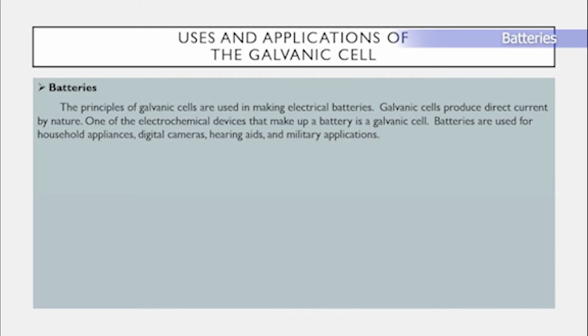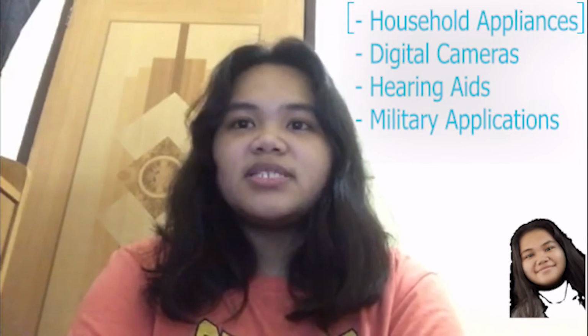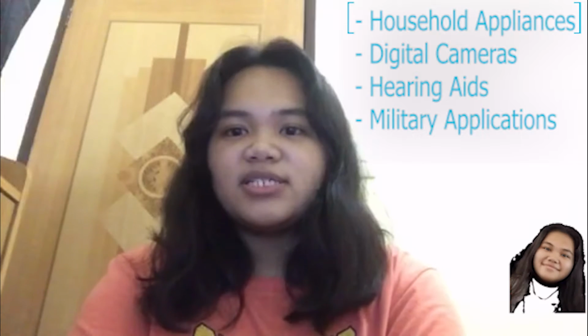First, batteries. The principles of galvanic cells are used in making electrical batteries. One of the electrochemical devices used in making a battery is the galvanic cell. Batteries are used for household appliances, digital cameras, hearing aids, and military applications.